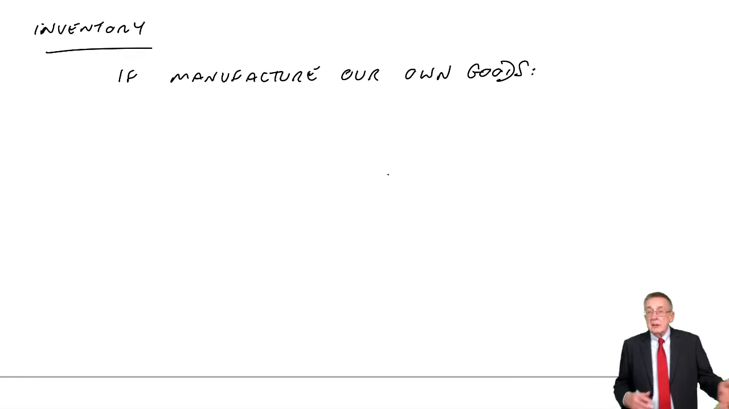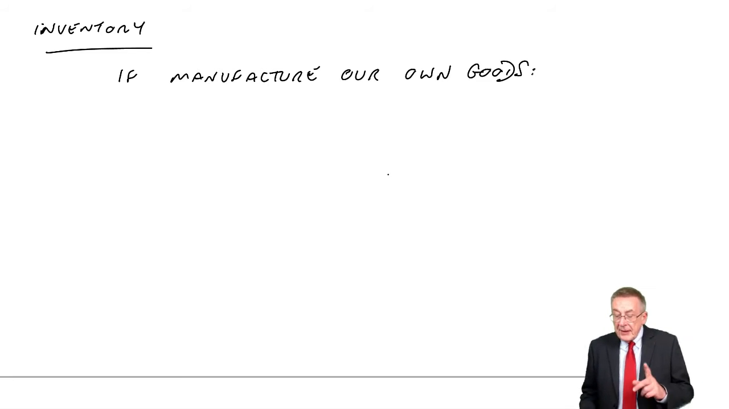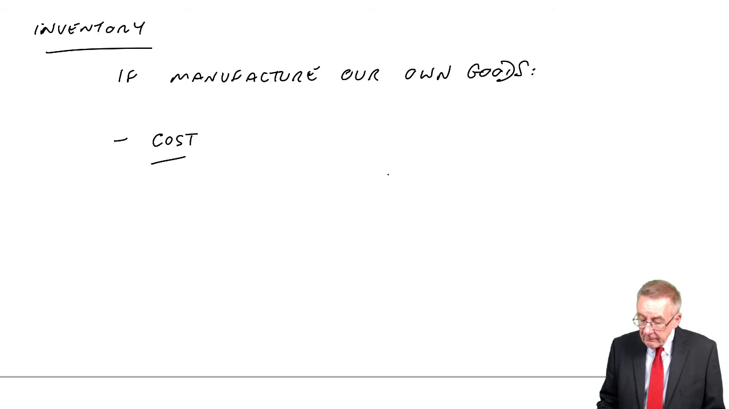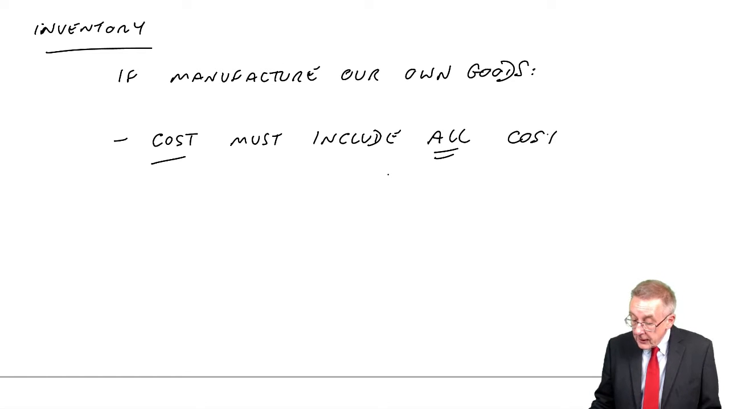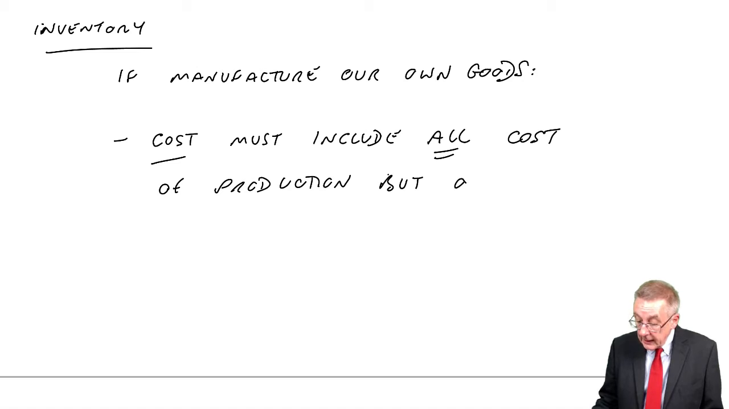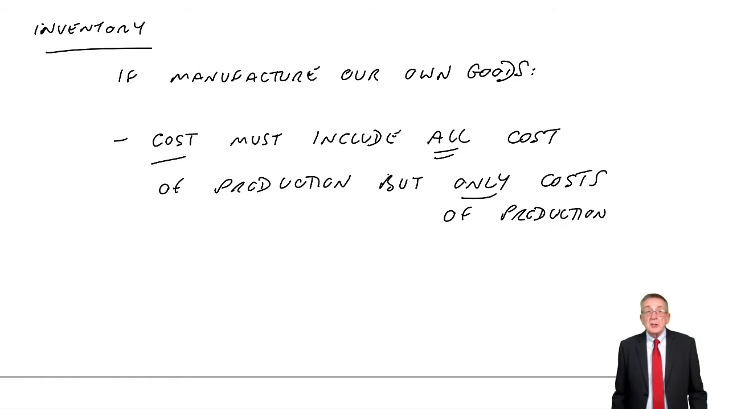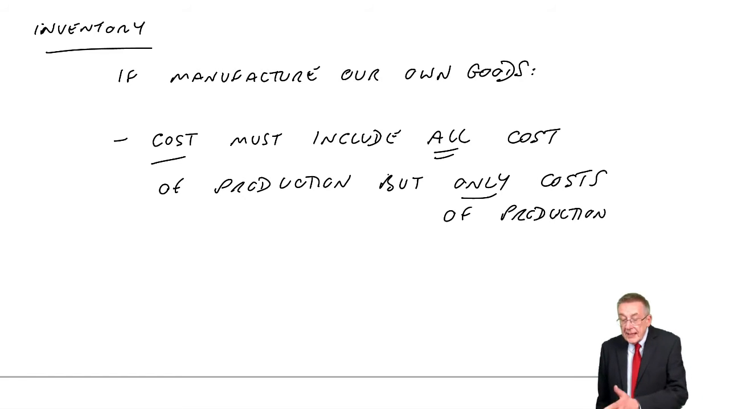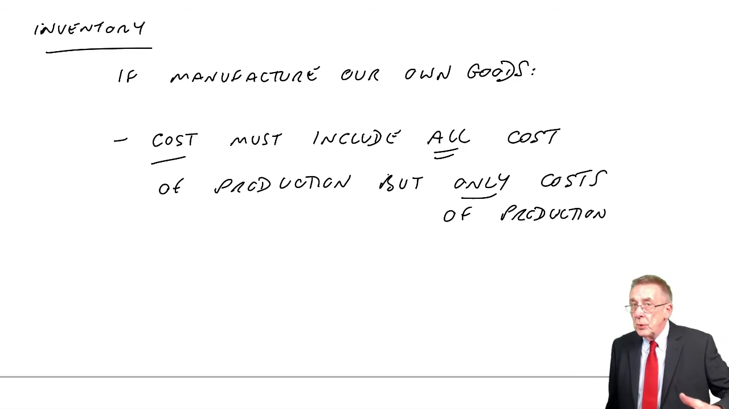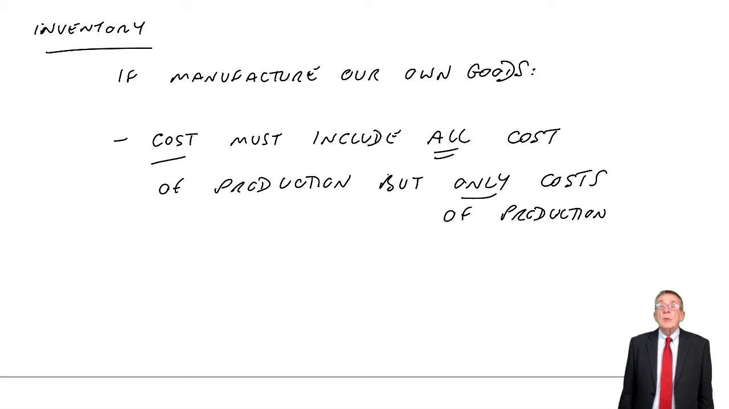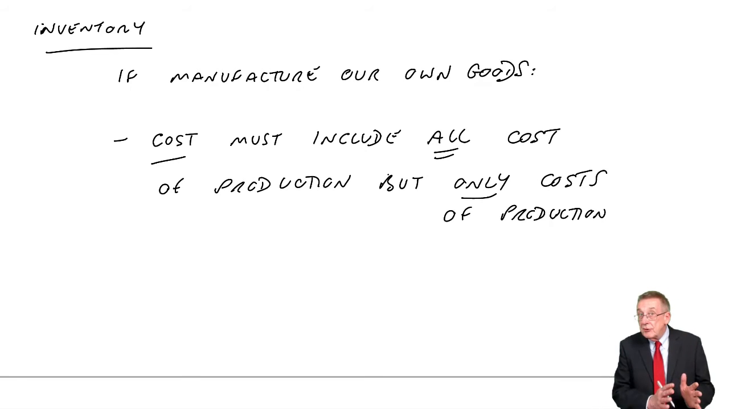the same rules still apply, everything I've said before, but they say that the cost must include all costs of production, but only costs of production. So what I mean by that is a business will have lots and lots of costs, obviously, but when we're valuing our inventory, if we make our own goods, now, you won't be asked calculations on this bit, so don't worry. But if we make our own goods, we must include all the costs in the factory.